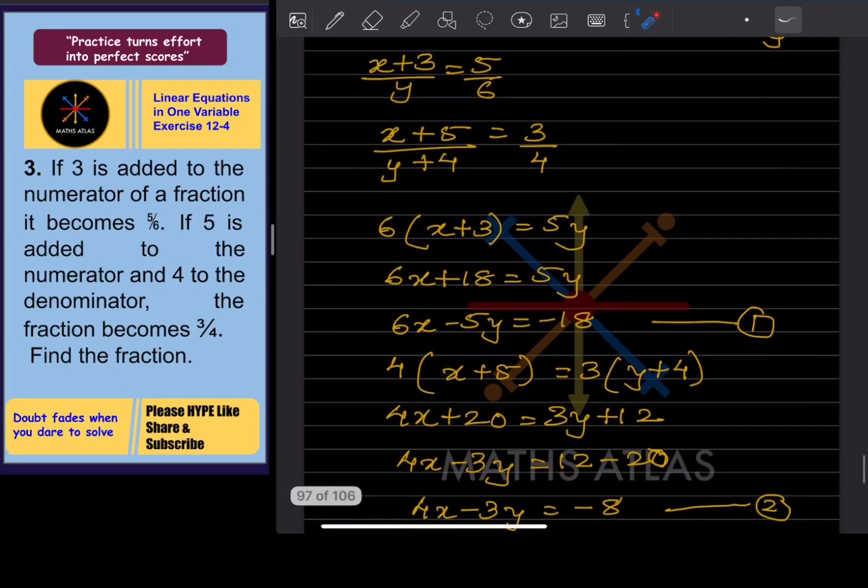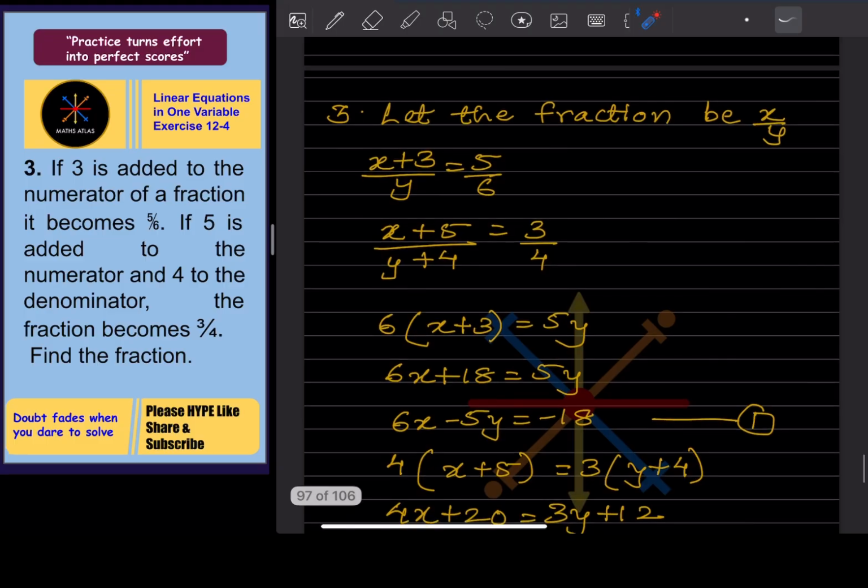So now let us go with the next question here. If 3 is added to the numerator of a fraction, it becomes 5 by 6. If 5 is added to the numerator and 4 to the denominator, the fraction becomes 3 by 4, and you have to find the fraction. So we'll consider the fraction. We can say let the fraction be x divided by y.